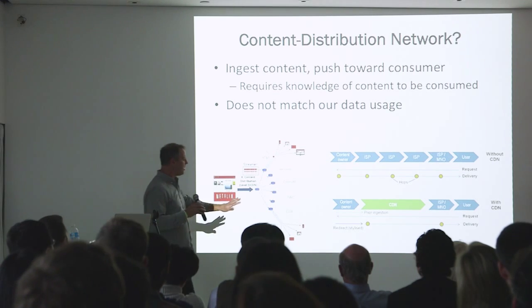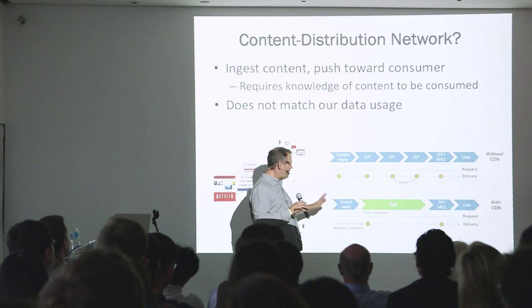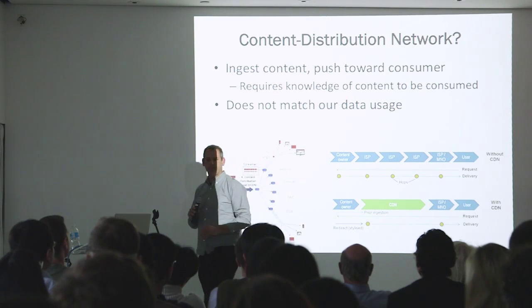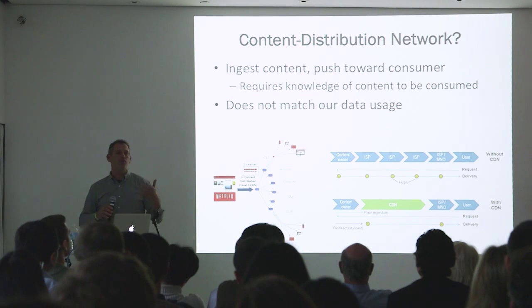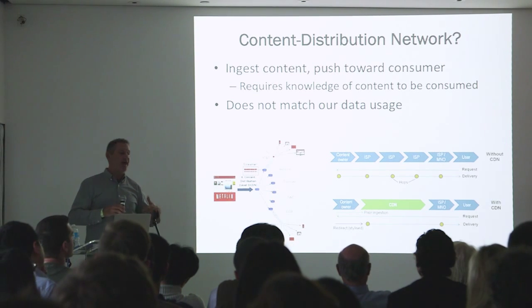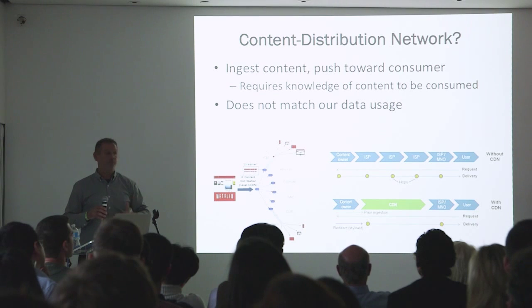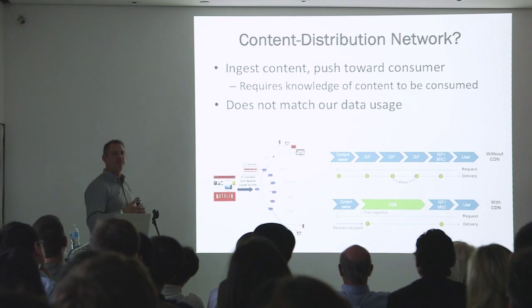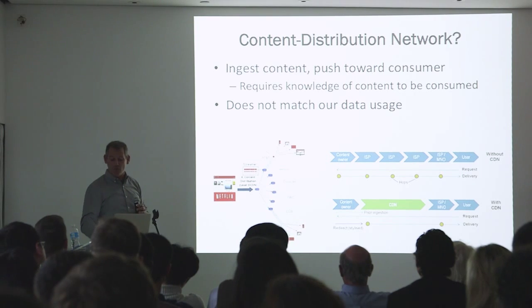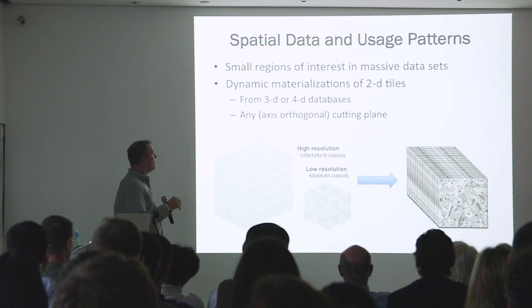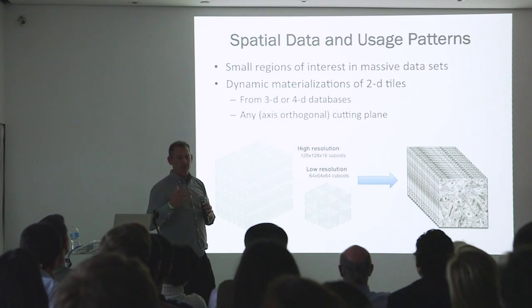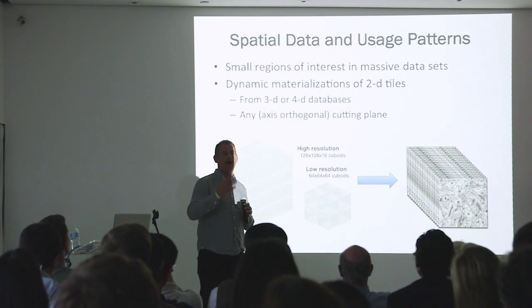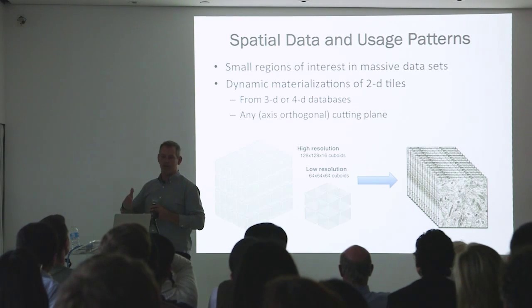And this diagram shows that you ingest the data, it gets pushed by this content distribution network out to a location near you in the network, and then you consume it locally. Now, this is great, but it doesn't match the type of data access patterns we have. And so what are those data access patterns? Well, the first observation is that we're not able to predict what data the user wants when they want it.